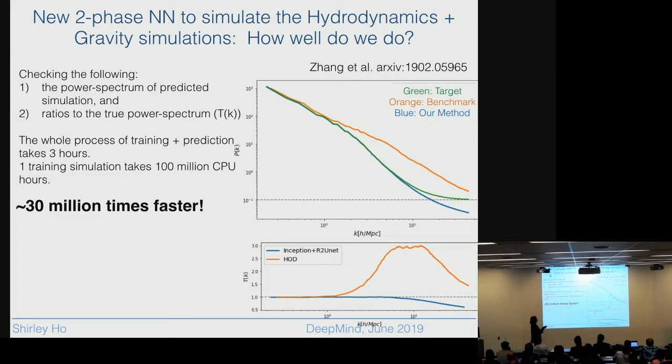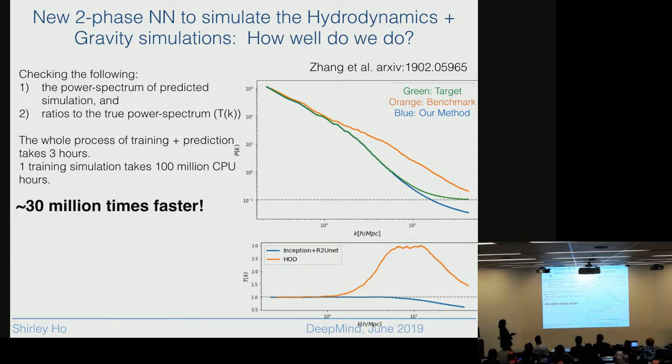So HOD works perfectly well down to k of about 1. It's just starting to not work well at some point around k of 1. And our method works really well all the way down to k equals a few tenths. So that was pretty interesting.